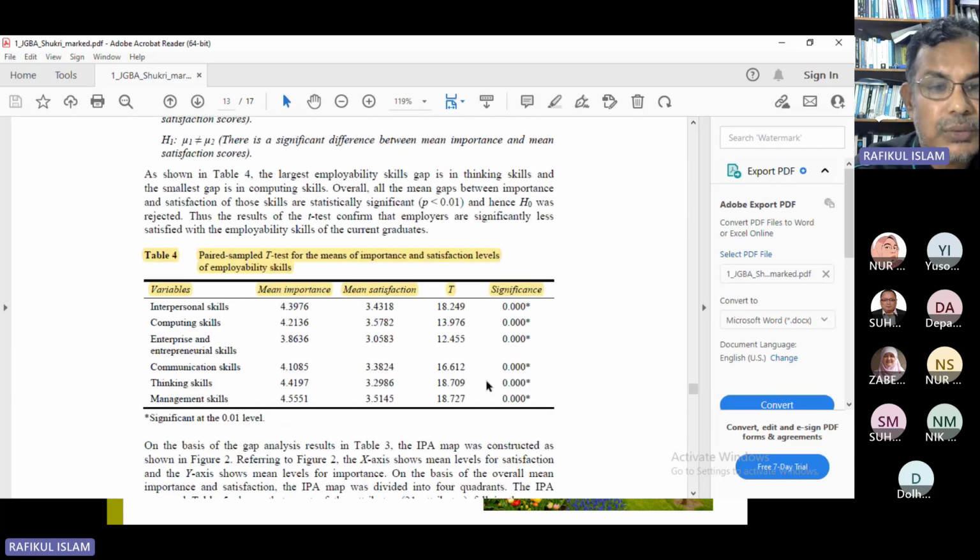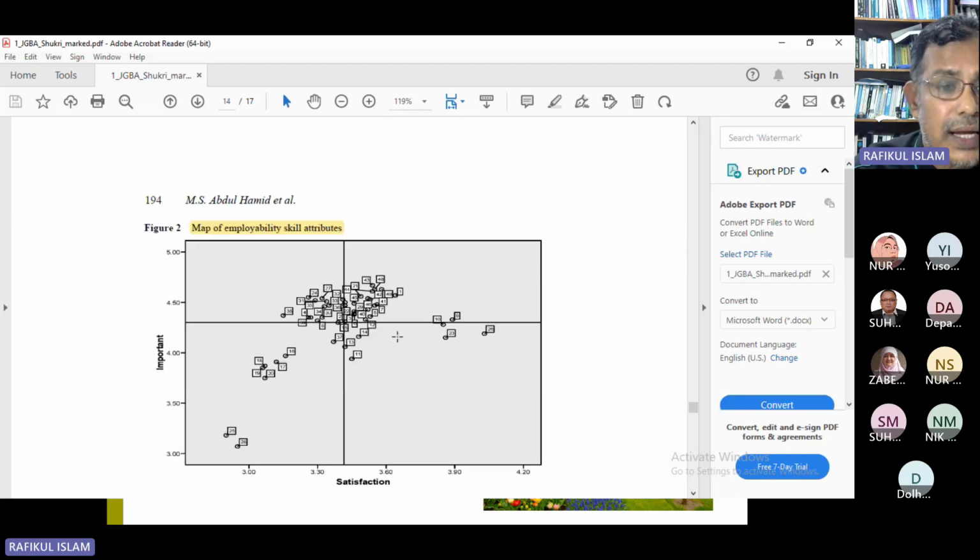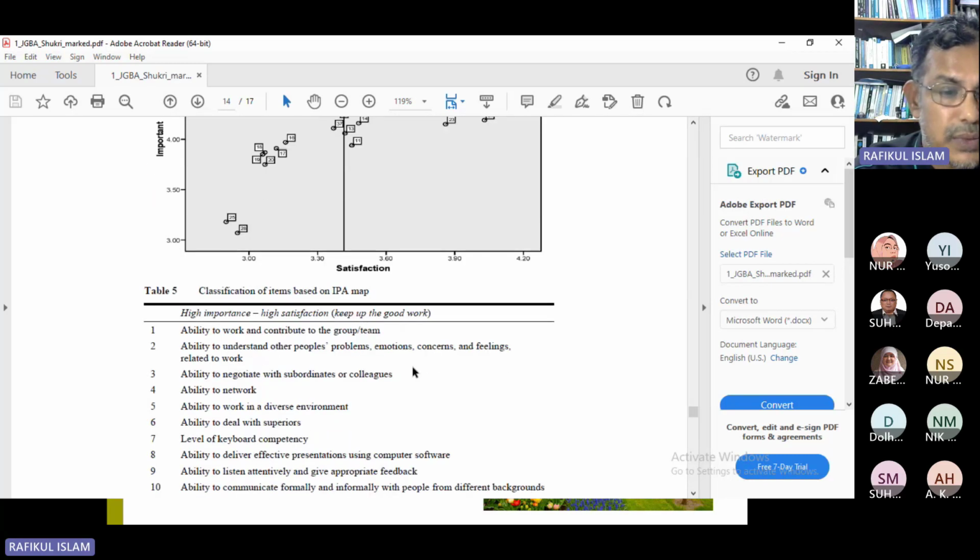Yeah. So here we can also do the t-test because there are two measures. One is importance, the other one is satisfaction. So we can simply use t-test. T-test is very fundamental and also very useful. Okay, and this is the map which needs to be generated using SPSS. Later on, I will show how to generate this kind of map using SPSS.